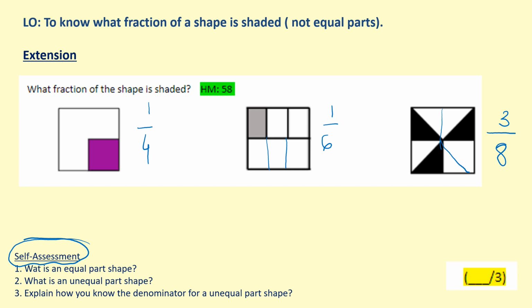Explain how you know the denominator for an unequal part shape. This one is a tricky one. So we need to put lines to split the unequal part shape into an equal parts shape and count those parts, and that's how we know the denominator.